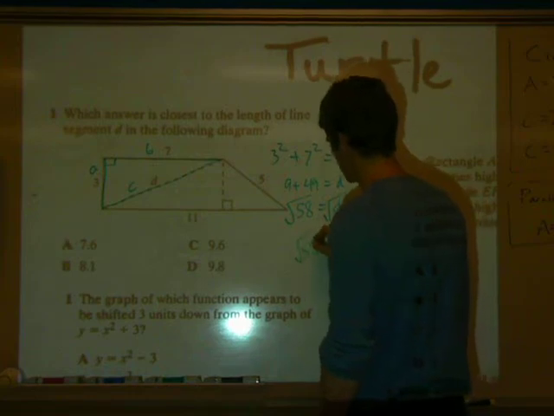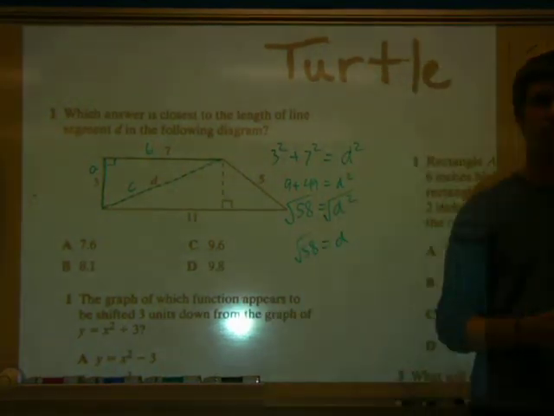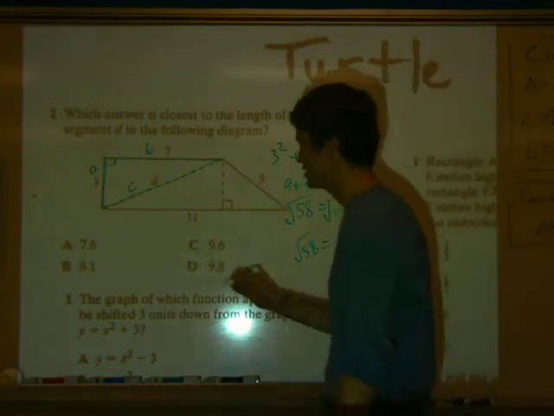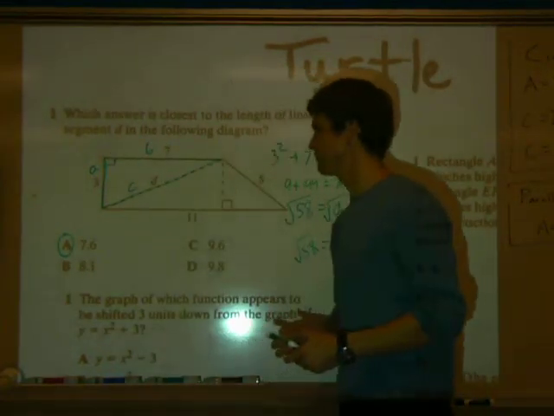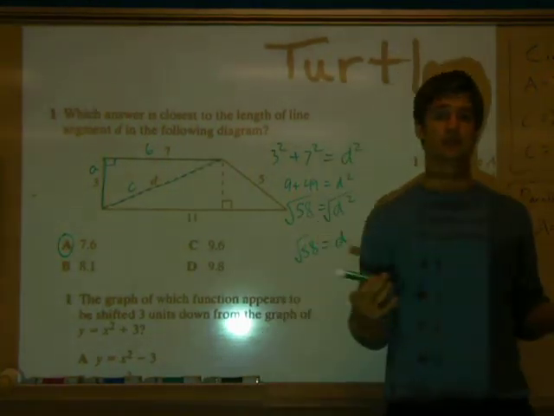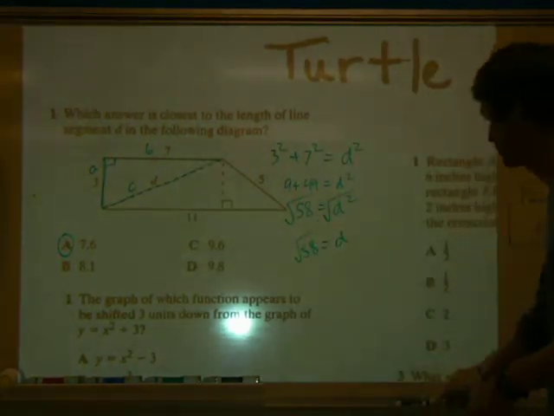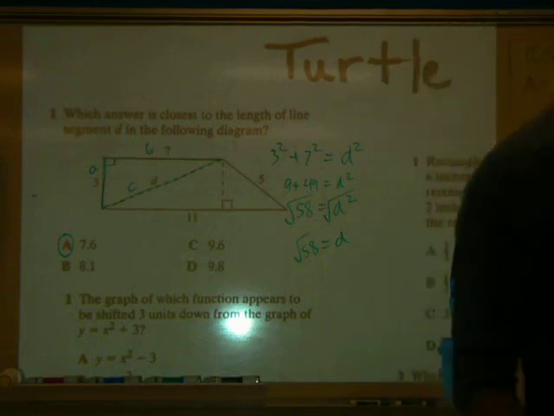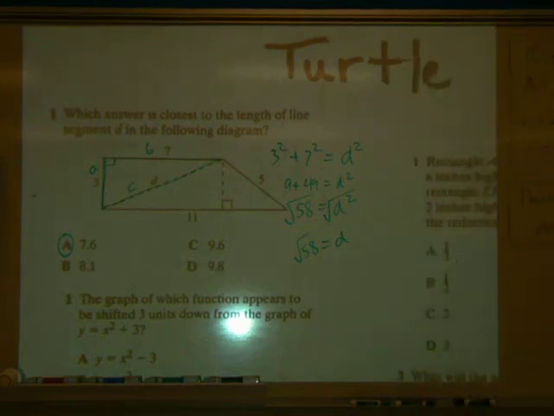Well, what is the square root of 58? Do it on your calculator. What do you get? Your answer is approximately 7.6. So your answer for number 1 is going to be 7.6. Okay, so let's move on to problem number 2.